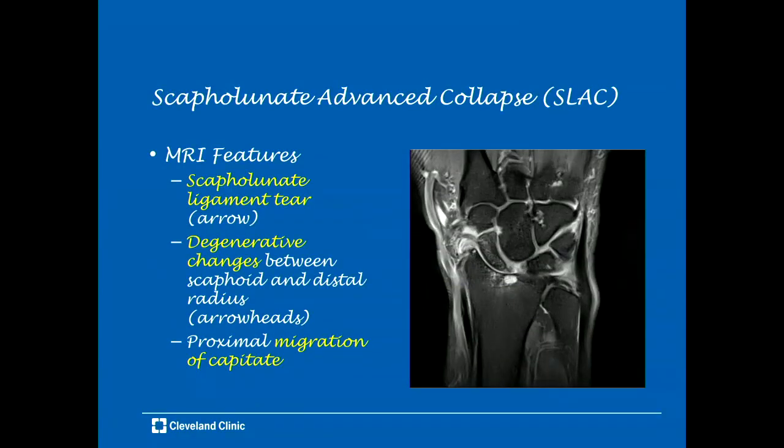In terms of a SLAC wrist, which is scapholunate advanced collapse, the MRI features consist of a scapholunate ligament tear, as shown here, with widening of the space between the scaphoid and lunate, and subsequent development of degenerative changes between the scaphoid and distal radius here, and proximal migration of the capitate through this widened scapholunate space.